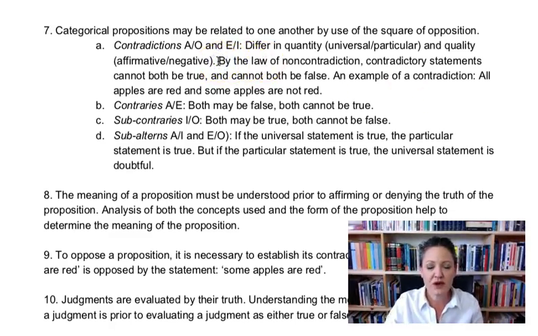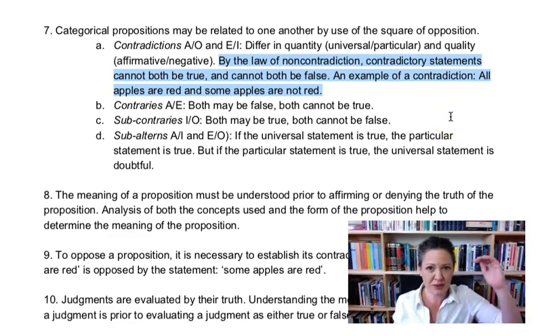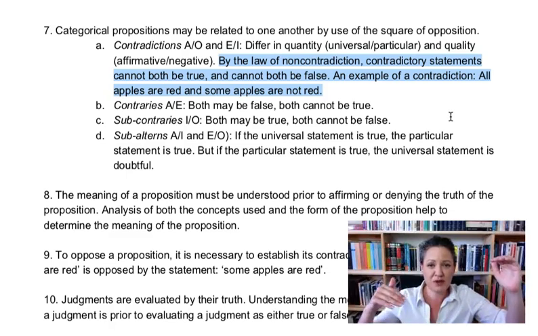Now, here are the rules for contradictions, also a question I may ask on an exam. By the law of non-contradiction, contradictory statements cannot both be true and they cannot both be false. Now think of the apples example. All apples are red. Pretend that's true. Some apples are not red. That will not be true, right?